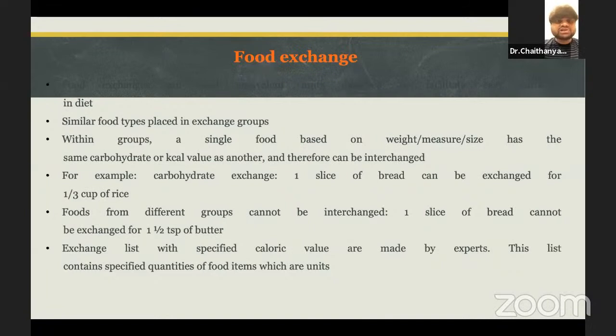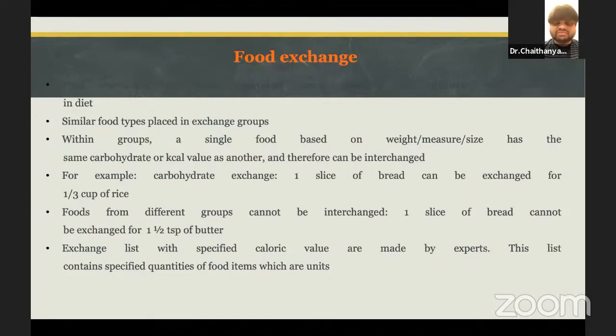Second important principle is food exchange. You can't expect the patient to have 1 slice of bread every day. Today they had a slice of bread that is equal to 15 grams of carbohydrate. You can't keep on asking them to eat the slice of bread. Tomorrow they want to eat maybe apple. Day after tomorrow they want to eat some cereal. So let us say you told the patient you should be eating 45 grams of carbohydrate in the morning. What might be the type of carbohydrate?